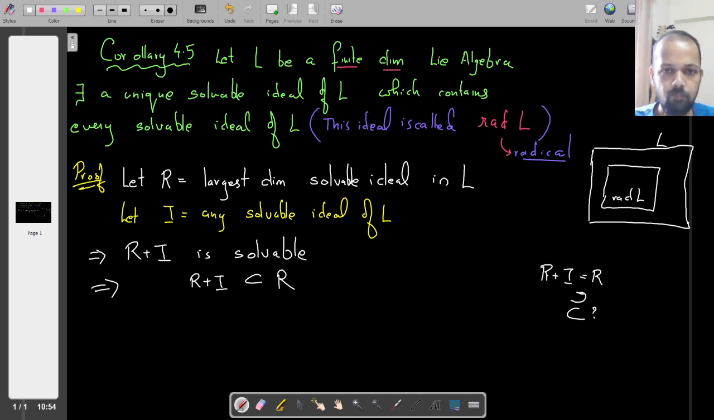So there is no way that this is not proper. Obviously R is contained inside R plus I, we know that, but now they have to have the same dimension. I won't write the reason here, but I'm telling it to you. R is the largest dimension, so this cannot be anything more than R. So in fact you can conclude from here that R plus I is actually equal to R.